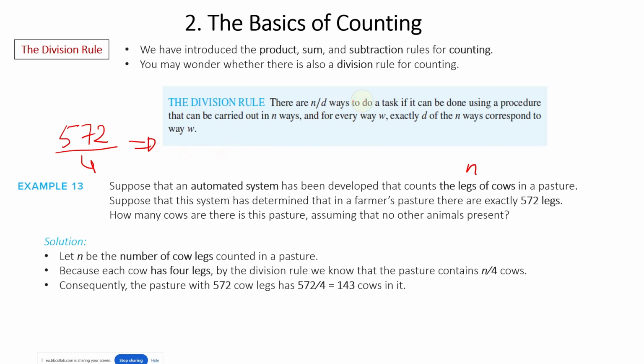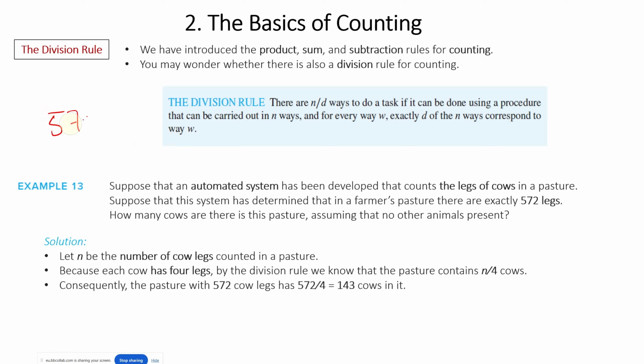But see how the way it is written, it's kind of complicated. So n is going to be the number of legs, the cow legs, and then 4 is going to be the number of ways that each one of the cows is going to be having again.